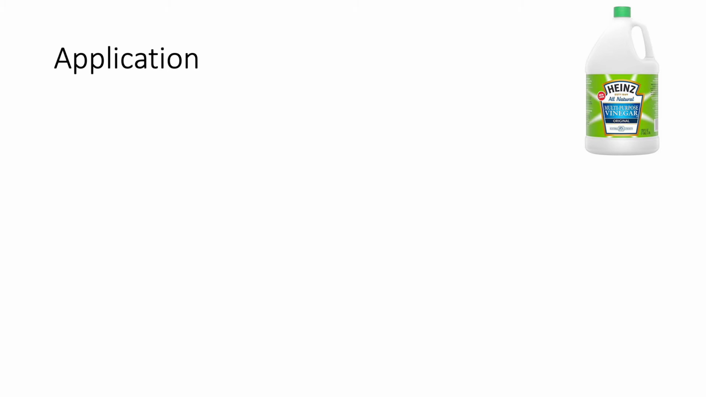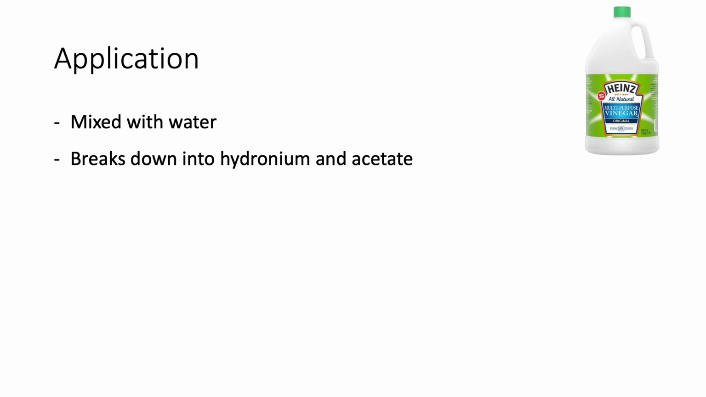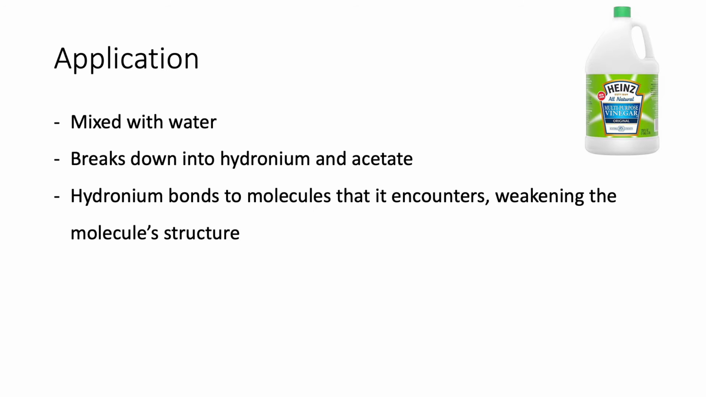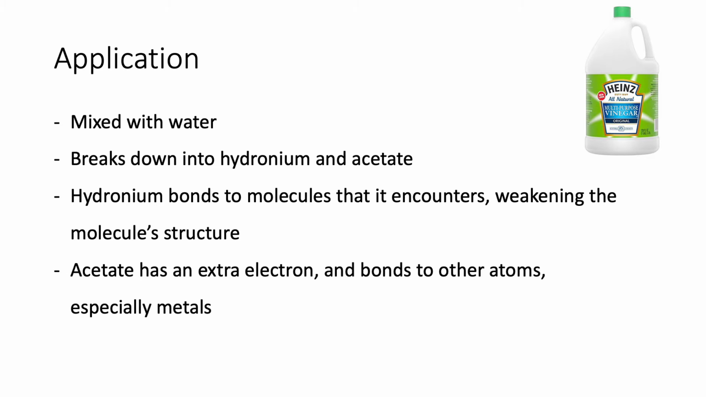So how does acetic acid work? Well, we're going to be focusing on when acetic acid is mixed with water. When mixed with water, this will produce hydronium and acetate. The hydronium bonds to molecules that it encounters, which weakens the molecule structure. This is great for cleaning stains from alkali substances such as soap and urine. Acetate has an extra electron, as we know from its negative charge, and this is going to bond with other atoms, especially metals. This is great for cleaning rust and grime.